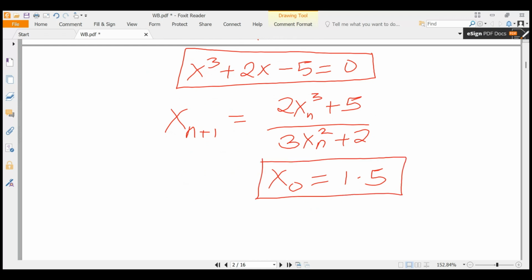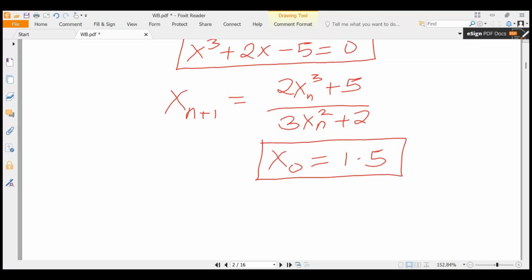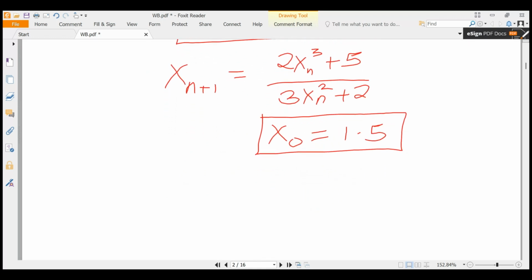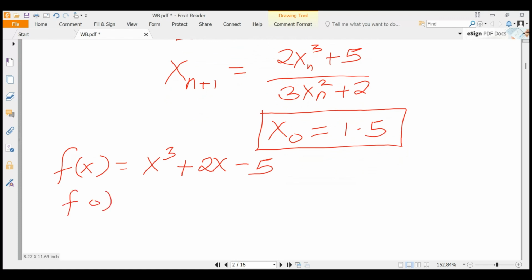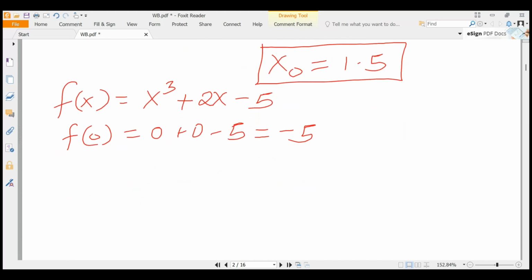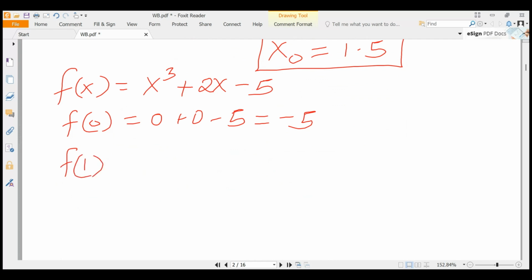Now this value, as we said, can be obtained by using techniques such as the intermediate value property. For example, given our function f of x equals x cubed plus 2x minus 5, we can find that f of 0 equals 0 plus 0 minus 5, which is negative 5. If we compute f of 1, then we get 1 plus 2 minus 5, which is negative 2.